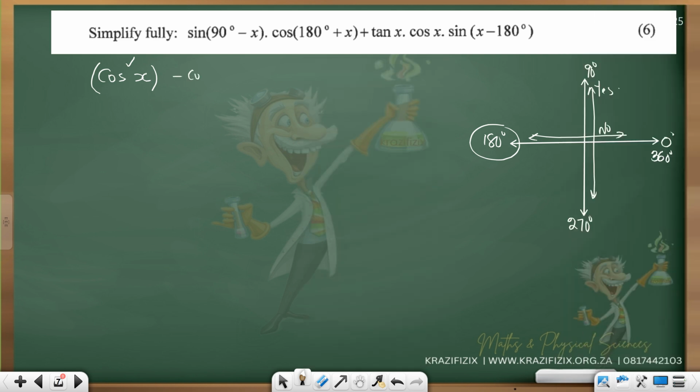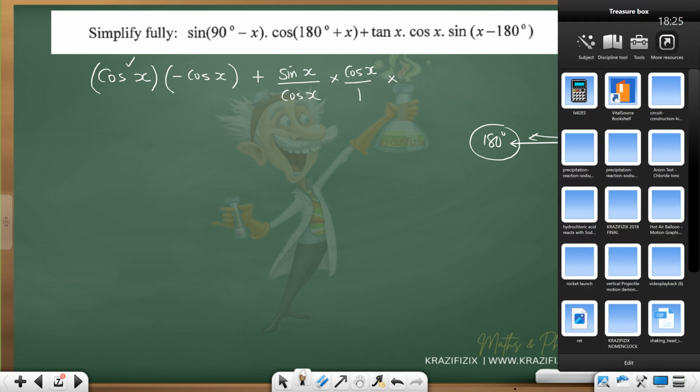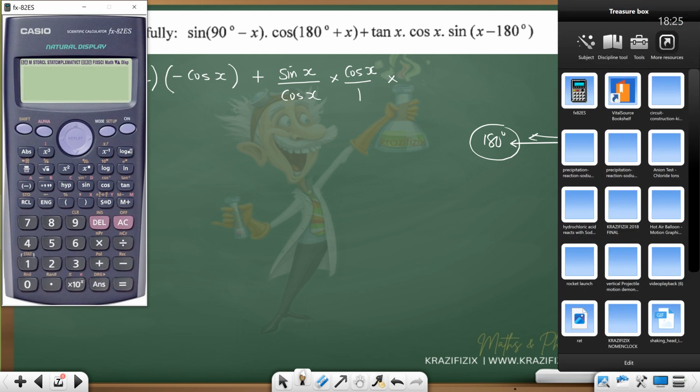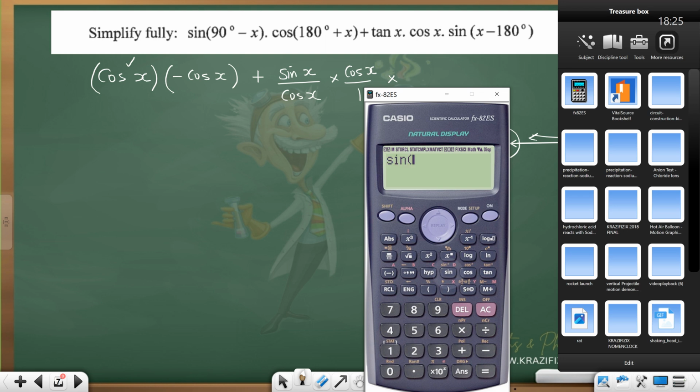So it's negative cos, but put it in a bracket, plus tan x. Can we change tan x? Sine x over cos x multiplied by cos x over 1 times, look at that, sine x. I'm going to teach you later how not to use a calculator to change all of this. All right? Sine x minus 180. Look at it. Just put a 1 there.